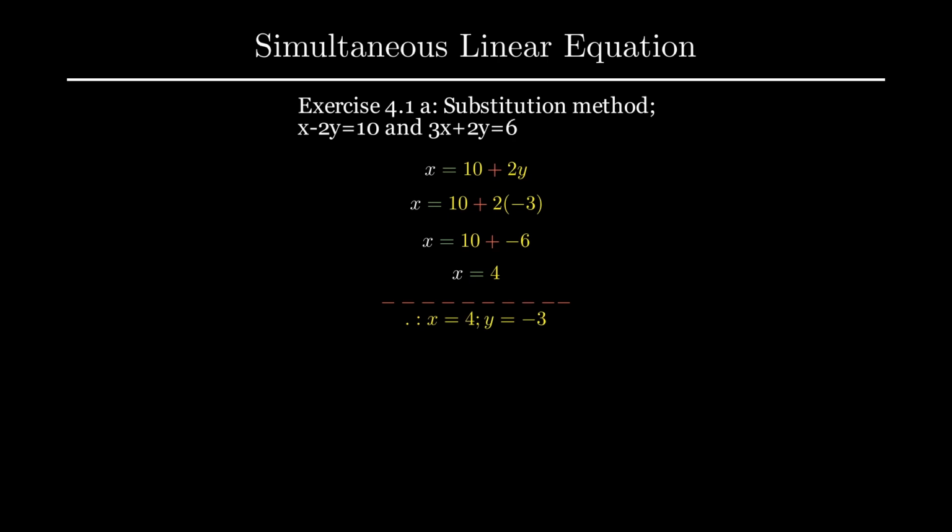So we have y, which is negative 3, and x, which is 4. From there, we know for sure that our solution is x is equal to 4 and y is equal to negative 3. We have completely solved this linear simultaneous equation using the substitution method. So that's how we solve it.